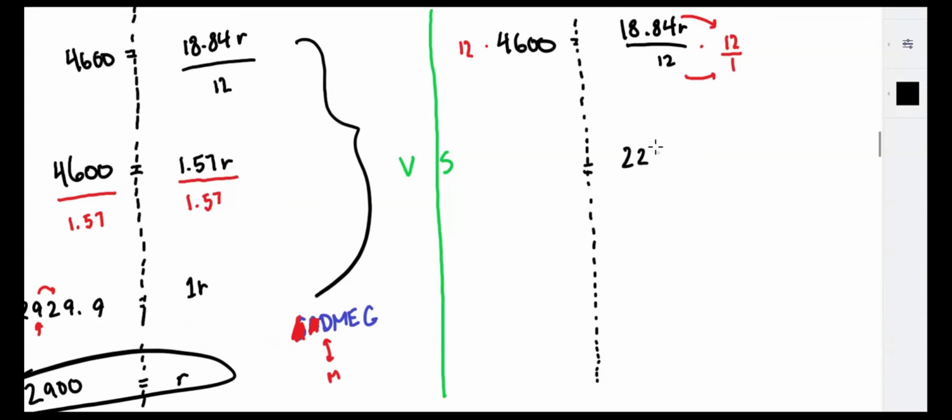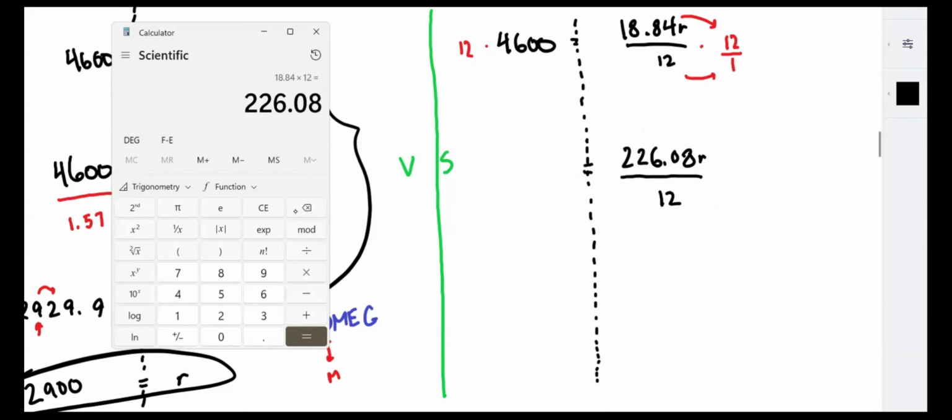And I get 226.08, and the r is along for the ride. And then in the denominator, I would do 12 times 1, which is just 12. So that takes care of the right-hand side. On my left-hand side here, I gotta do 12 times 4,600, which is 55,200.